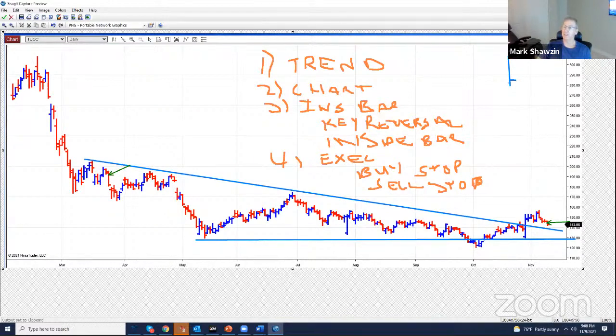Does everyone understand that? So Daniel says, do you look for the key reversal bar and the inside bar in the weekly or the daily? It doesn't matter. So right now I'm looking at a daily chart, so I'm looking at the patterns on the daily, but you use the same analysis on a weekly or a monthly. It doesn't matter, it all works on these different time frames.